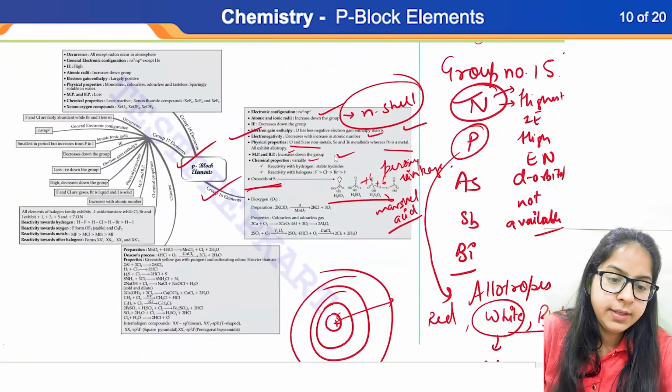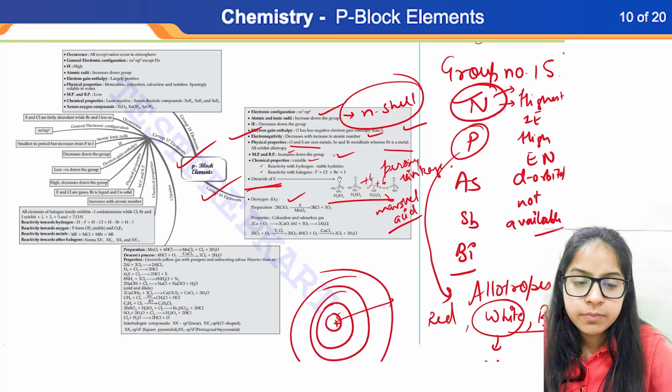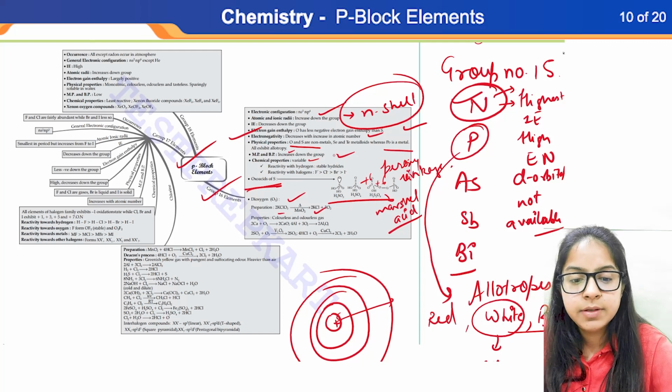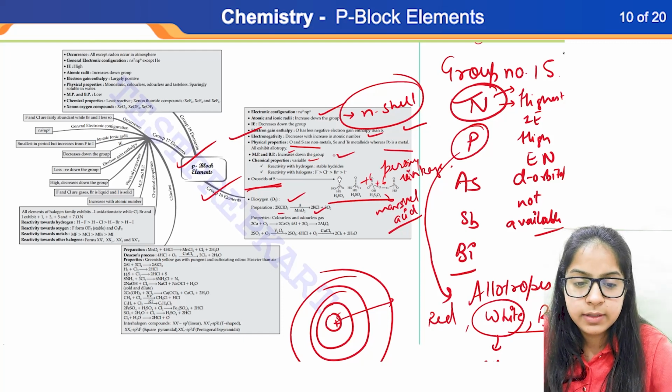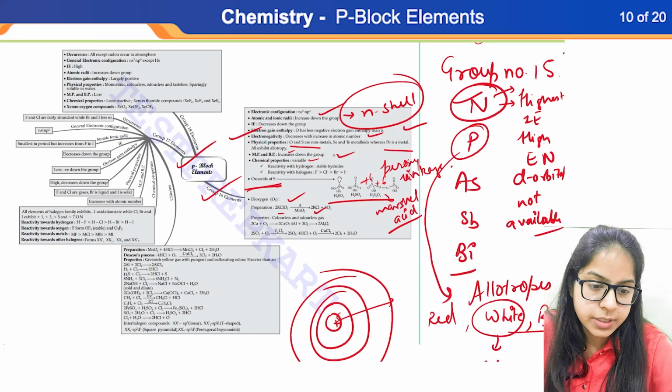Now the next one is the preparation of dioxygen. Preparation of dioxygen from KClO3. This is an important compound, KClO3. On heating in the presence of manganese dioxide, it will give you KCl and oxygen.